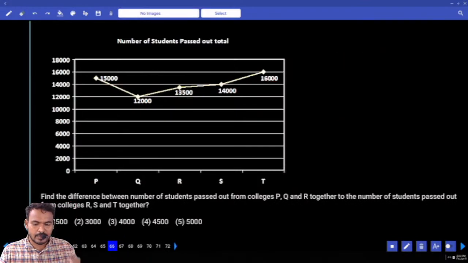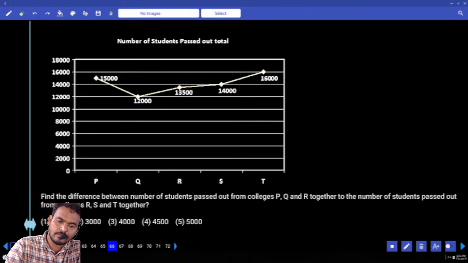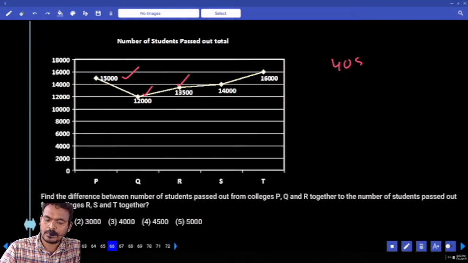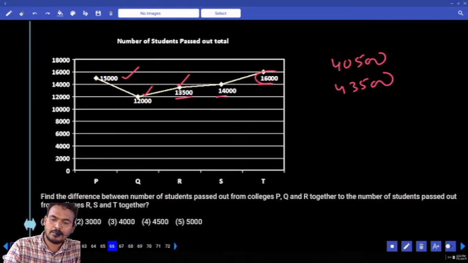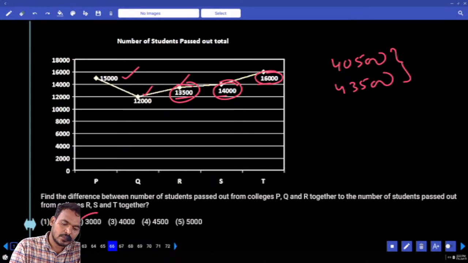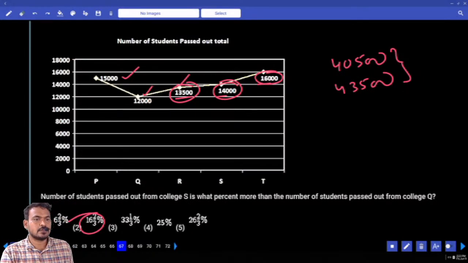Find the difference between the number of students passed out from college PQR together and number of students passed out from college RST together. PQR: 15 plus 12 is 27, 27 plus 13 means 40,500. And RST: 13, 14 plus 16, 30, 30 plus 13, 43,500. What is the difference? 3,000 or 4,000? 3,000.